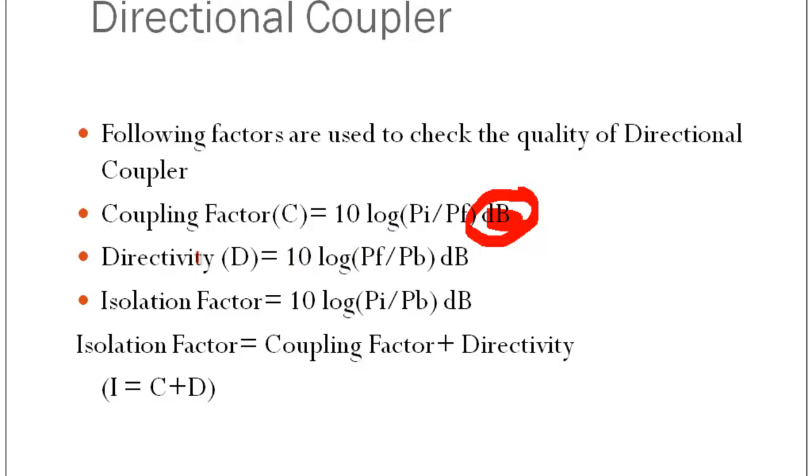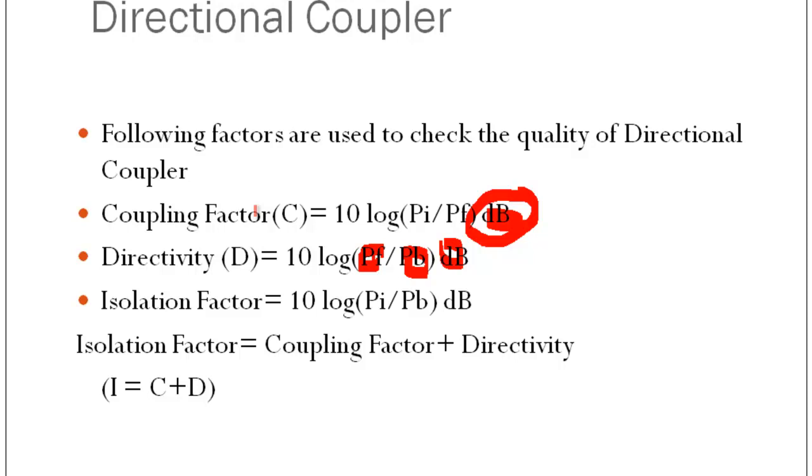And second term is known as a directivity, right? So what do you mean by the directivity? It is defined as the ratio of forwarded power to the back power. It is also measured in the terms of dB, and it is also given by 10 log 10 PF upon PB. In other words, we can say coupling factor measures how much of the incident power is being sampled.